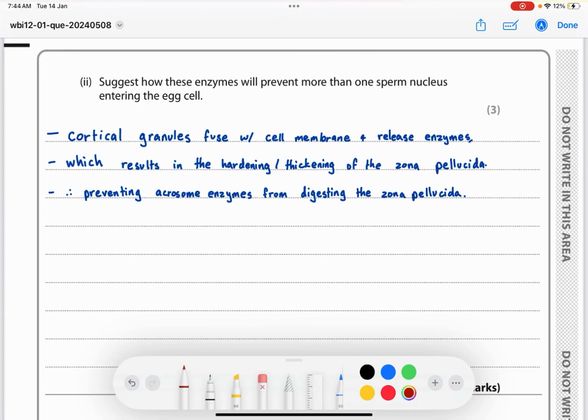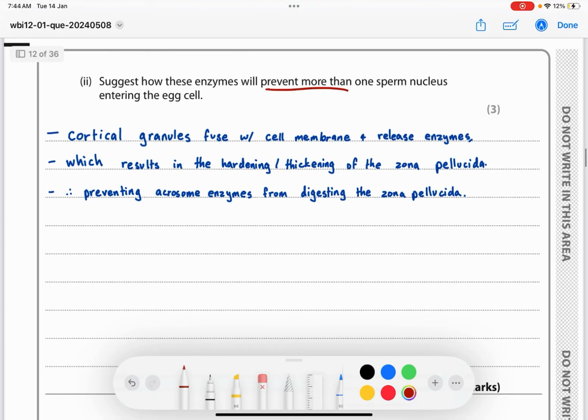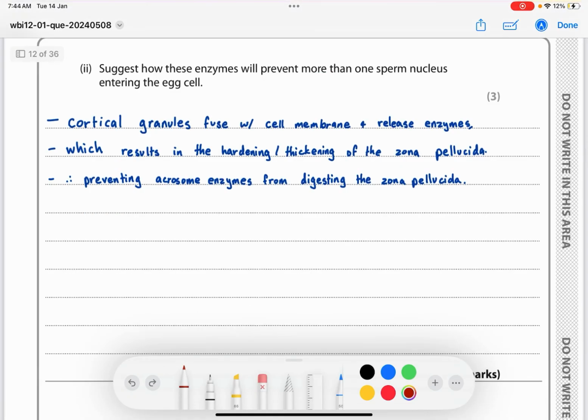So just how these enzymes will prevent more than one sperm nucleus from entering the egg cell. Cortical granules fuse with the cell membrane and they release enzymes, which results in the hardening or thickening of the zona pellucida. Again, you have to repeat the name. It's written in the marking scheme. They do not accept egg cell membrane. They do not accept any other name. They want you to specifically mention this name, therefore preventing acrosome enzymes from digesting the zona pellucida.